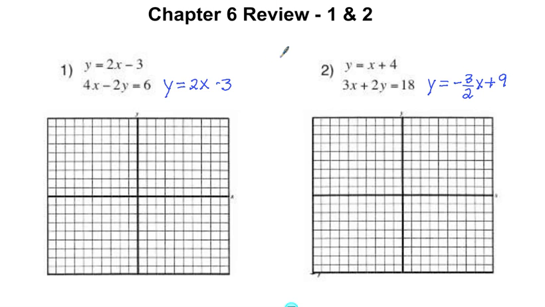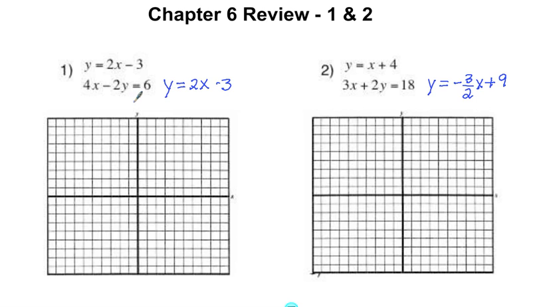Okay, this is your Chapter 6 review. I'm going to start with number 1 and 2, obviously. And in this review, I'm going to shortcut a few things only to make sure that I can get through it pretty quickly. If you have any further questions, make sure you ask Miss Parker or me tomorrow or Tuesday in class.